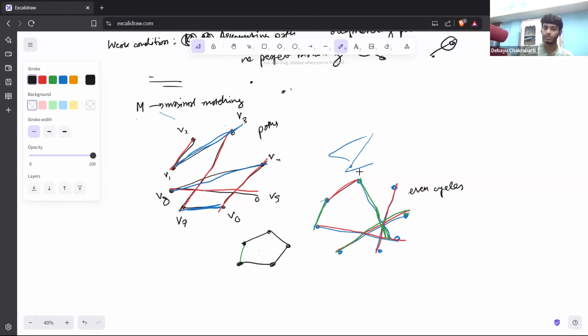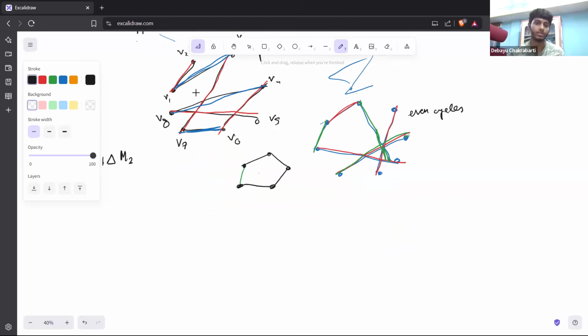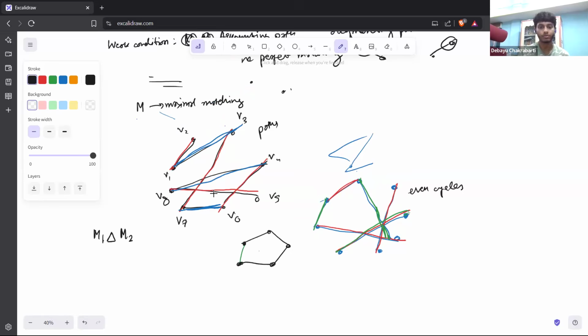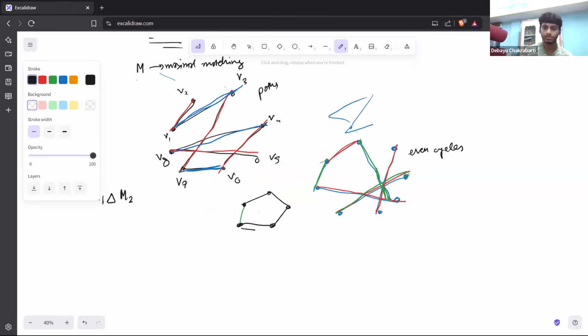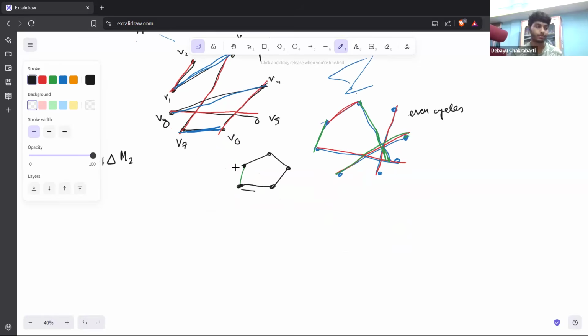So this operation we did, if we consider one of the matchings to be M1 and the other to be M2, is called the symmetric difference of M1 and M2. You often symbolize it with delta. So we are taking the symmetric difference of these two matchings, the blue and red matching here and the red and green matching here. Now we want to prove that it's only a union of even cycles and paths. So any ideas for that?